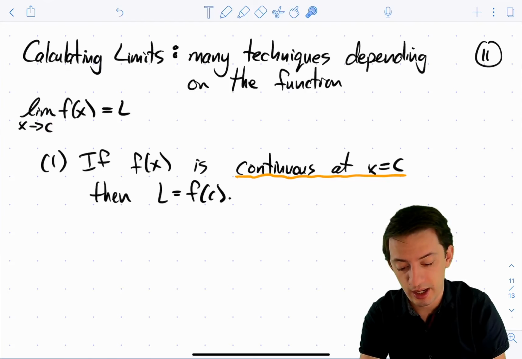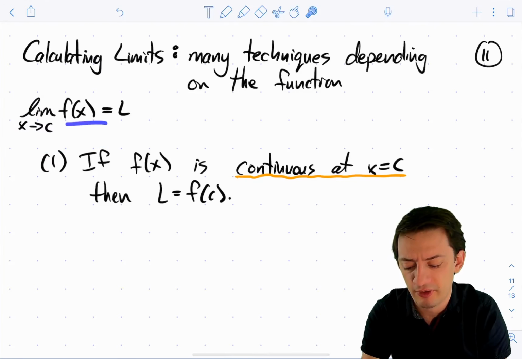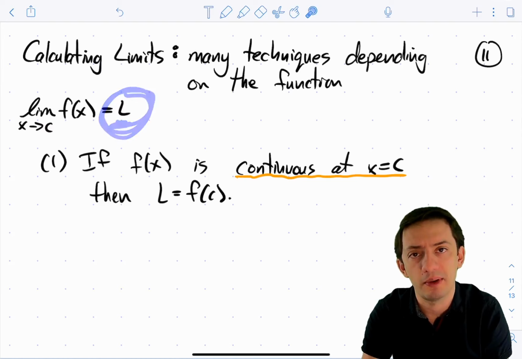So let's look at this limit for a second. Suppose that we've got the limit of f of x as x approaches c. And suppose that limit, we want to know what it is. We'll call it L, but we want to know what it is.